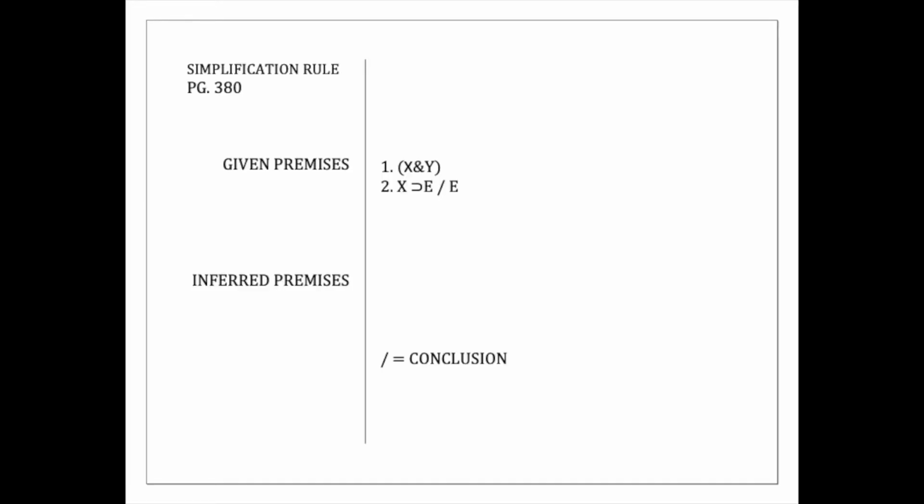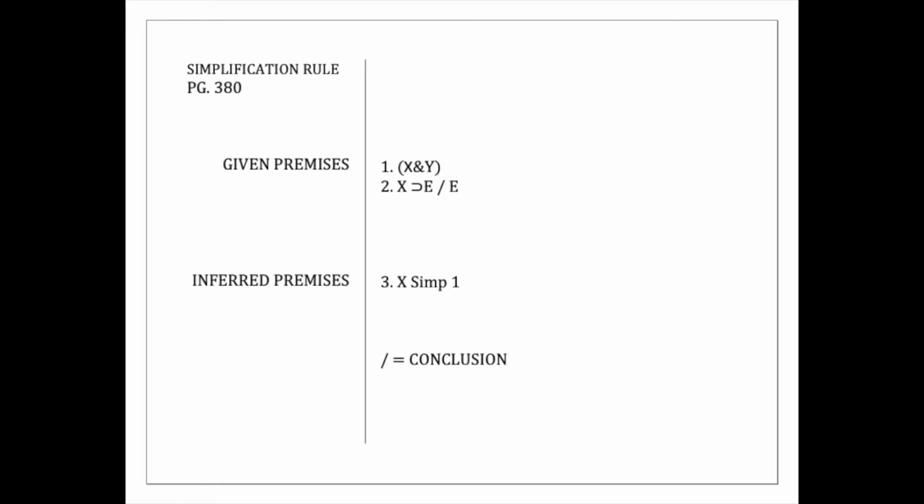Okay, let's put the 4 valid inference rules to work. First, let's take a look at the simplification rule. I provided an example for you. The given information, premise 1, X and Y. Premise 2, if X then E, therefore E. So what can we infer here? The first inferred premise is X, based on the simplification rule, as it is the first conjunct of the conjunction X and Y.